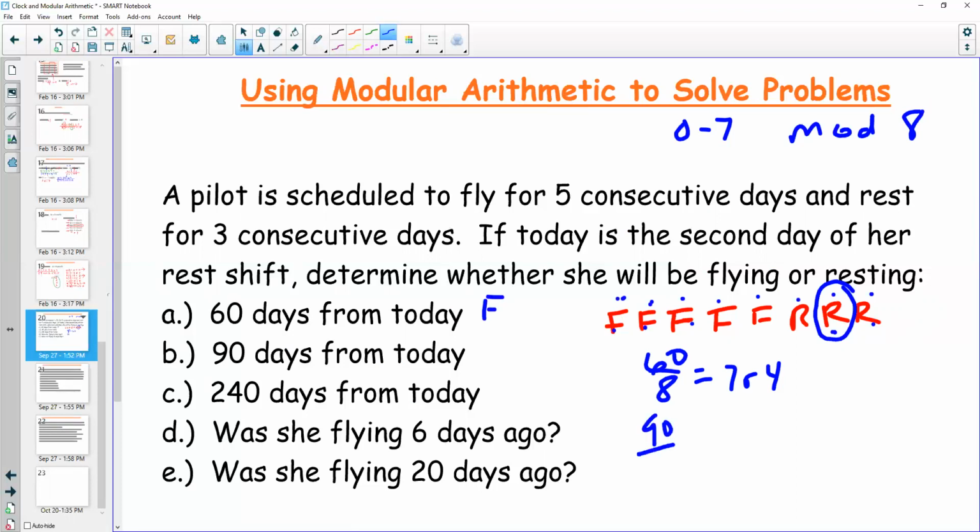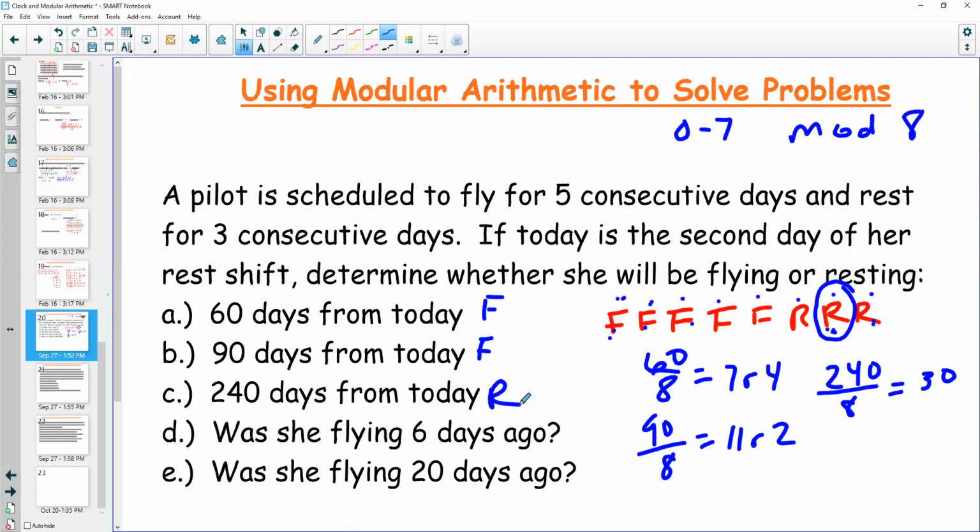90 days from where I am today, let's see, that's going to be 11 remainder 2, rest, fly. Okay, 240 days. 240 divided by 8 is just 30. That's got no remainder, so they're on a rest day.